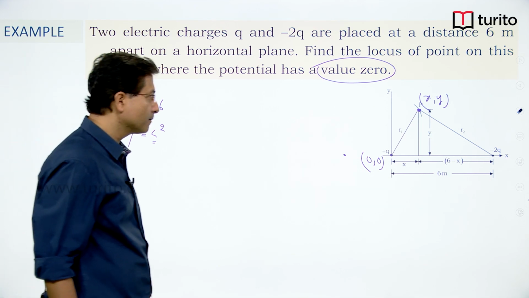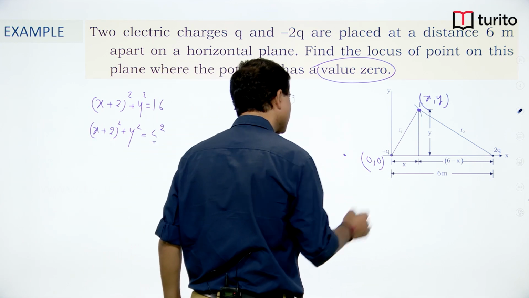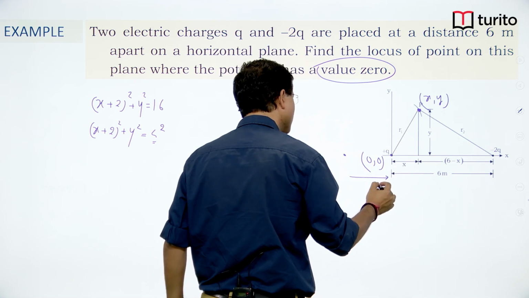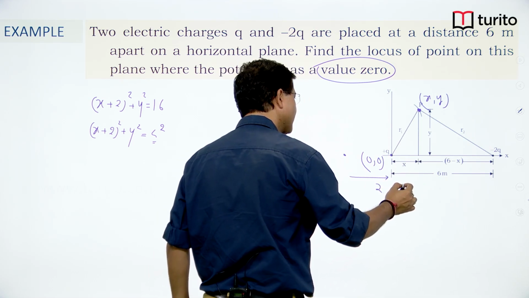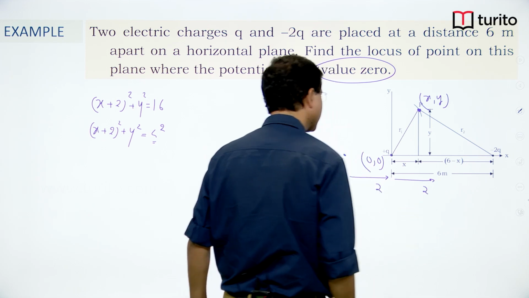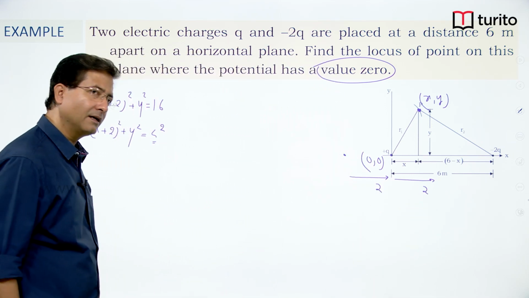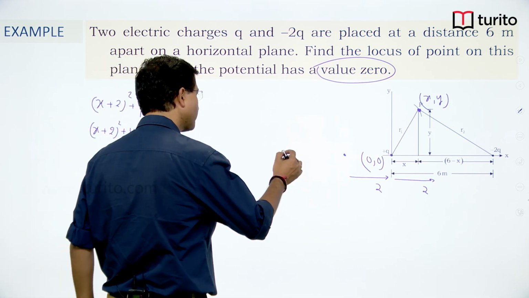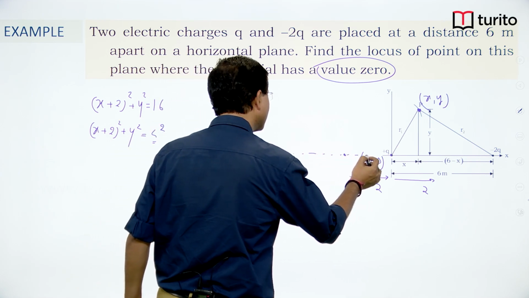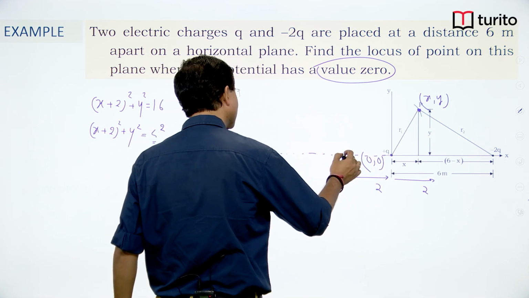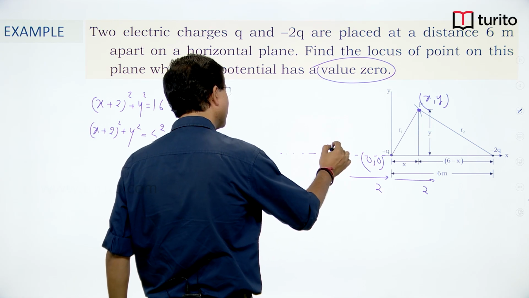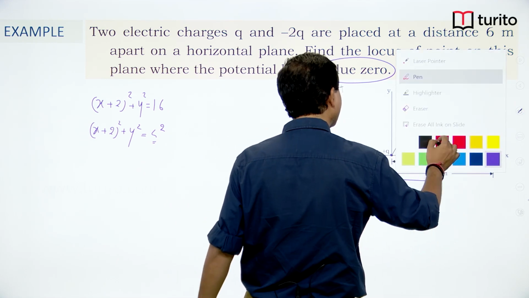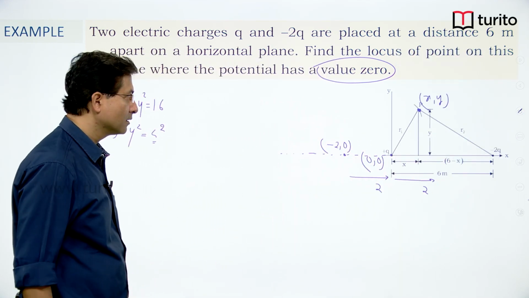So, from here this distance is 2, this distance is 2, another 2 will be somewhere here, okay, say somewhere here. So, I have to draw a circle whose center is at minus 2 comma 0, for which the potential is 0.